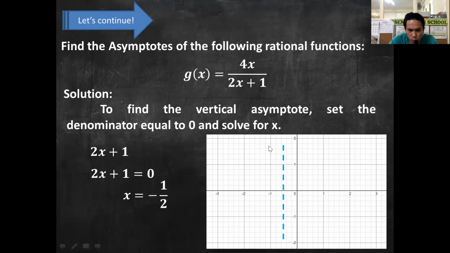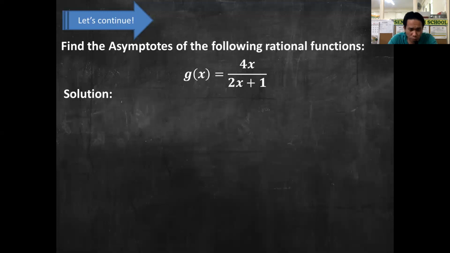Okay, so kailangan yung graph mo, hindi siya magta-touch dito sa ating broken lines. At least alam natin kung gaano siya kalayo sa ating y-axis natin. Okay? So, yan yung purpose ng paghanap natin ng vertical asymptote or ng ating asymptotes. That's why importante siya. Right?